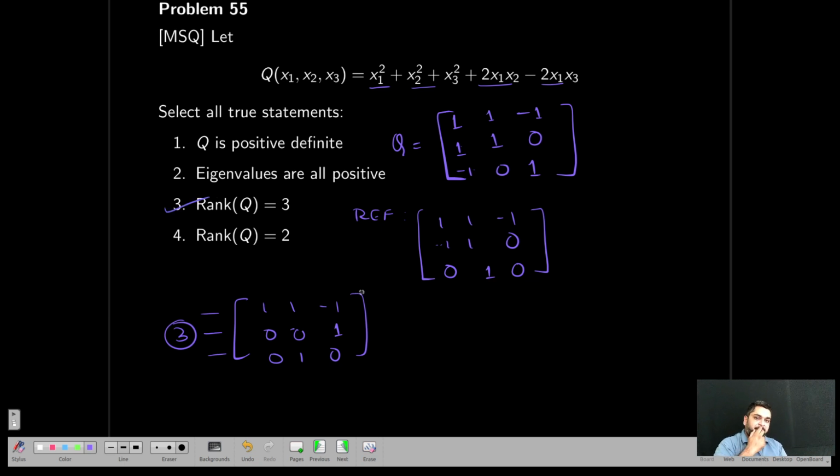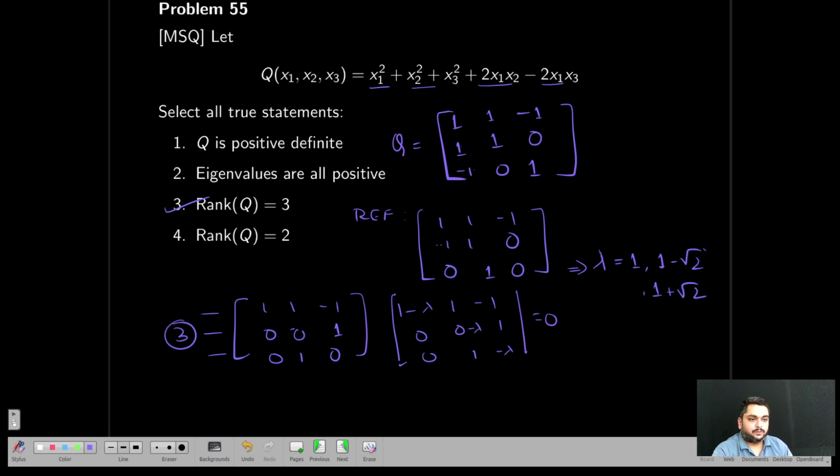Then what is the eigenvalue for this? So you check 1 minus lambda into 1 minus 1 0 0 minus lambda 1 0 1 minus lambda. If you check this, you know how to get the eigenvalues. So I'll just write the eigenvalues for this, you just verify your answers. 1, 1 minus root 2 and 1 plus root 2. So if you observe here, this is negative, this is positive.